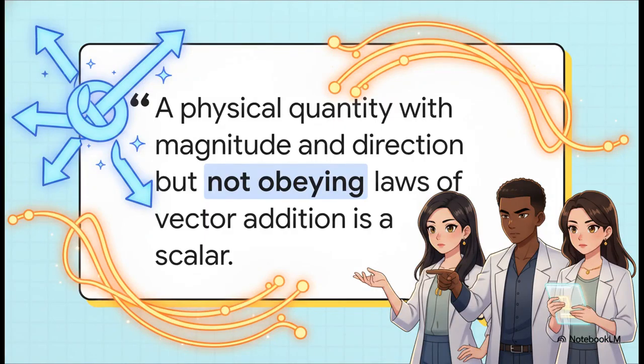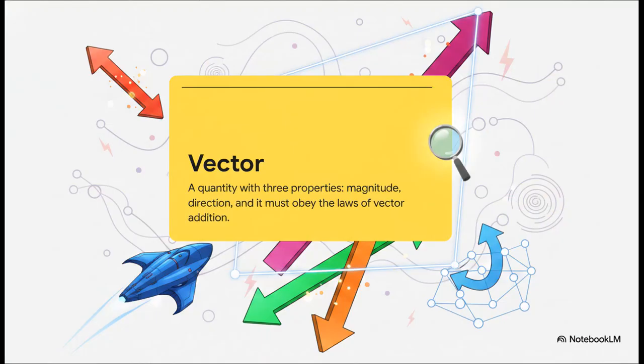And this right here, this quote gets to the absolute heart of it. It's not enough for something to just have a size and point somewhere. To be a true vector, it has to follow a very specific set of mathematical rules when you add them together. Okay, so let's lay out the real definition of a vector. It's a three-part test. It needs magnitude, it needs direction, and it must obey the laws of vector addition.